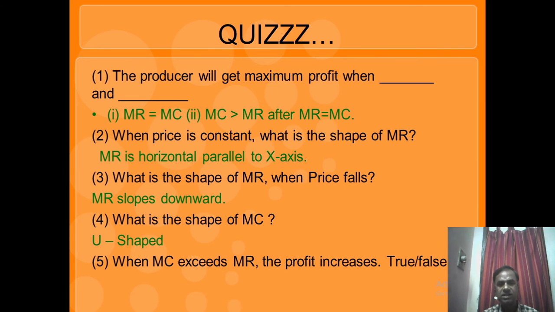When MC exceeds MR, the profit increases. True or false? It is false because cost is more than revenue. That's why the profit will reduce.